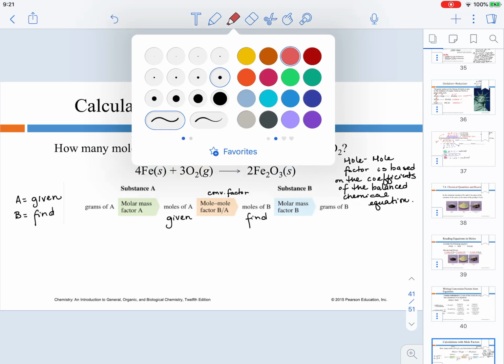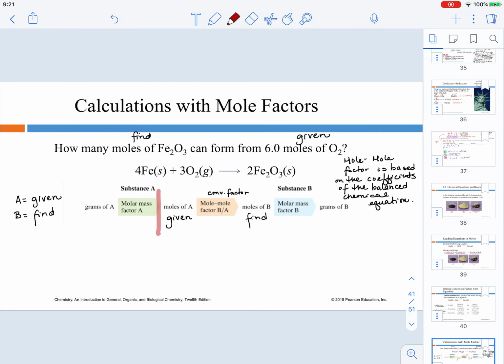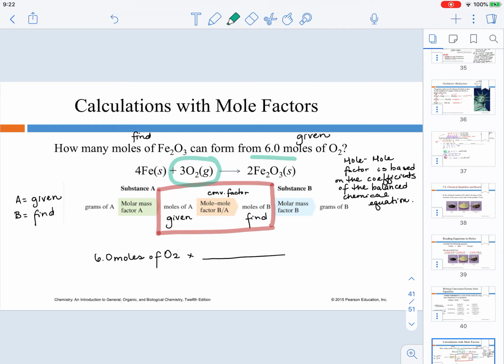So when we're trying to accomplish this conversion, we're only focusing on this particular portion of the flow chart. Okay, so let's write the setup. Here we have 6.0 moles of O2, and we only have one conversion factor, which is the mole to mole ratio. I look at my chemical reaction and I see that the relationship is, let me highlight it, 3 moles of oxygen relate to 2 moles of iron(III) oxide. So that's what I'm going to utilize in my mole to mole factor.